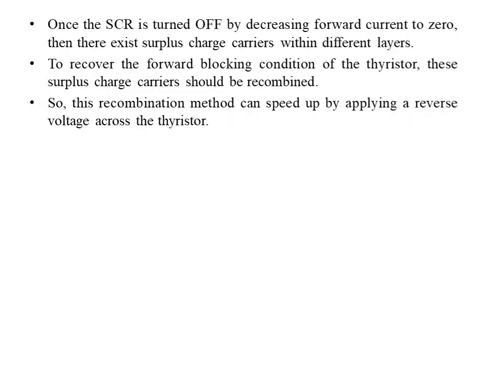So, when we bring the forward current to zero, the SCR is turned off, but while doing this, there is a large change in the carriers between the junctions, and we should recombine these carriers by applying the reverse voltage across the thyristor, and finally we can bring the thyristor or SCR to the off state. So this is nothing but the commutation of a thyristor or SCR.